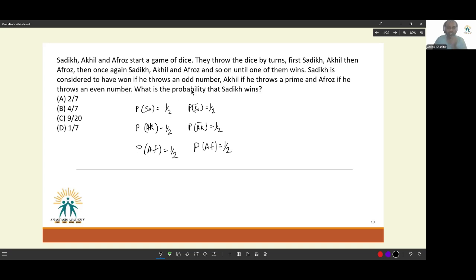Now, given that Sadiq throws the dice first, you can directly come to the answer.